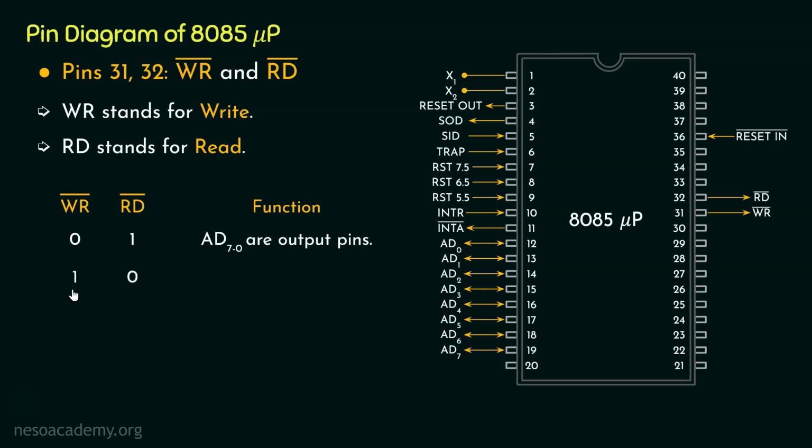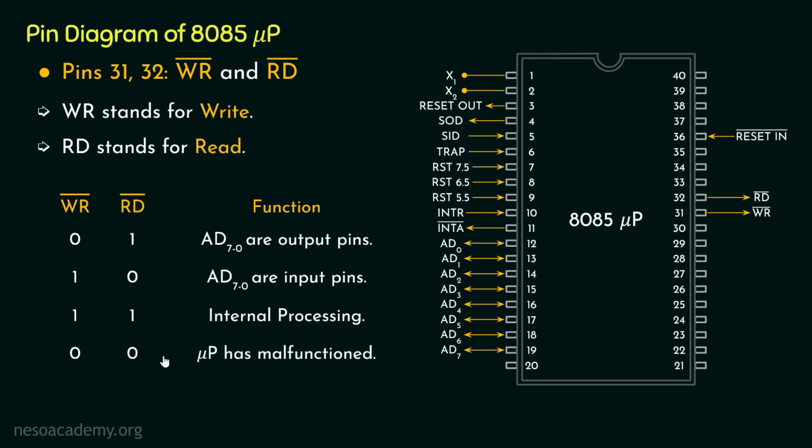Now, if WR bar is 1 and RD bar is 0, since it is also active low, and we are sending 0 to it, and at the same time we are sending 1 to WR bar, this time AD7 to AD0 are input pins. That is, the microprocessor is interested in reading, not in writing. Now, what will happen if both the pins are 1s? This means the microprocessor is neither interested in reading nor in writing. That means some internal processing is going on within the microprocessor. And finally, if both the pins are 0 at the same time, that is both RD and WR are activated at the same time, this could only mean that the microprocessor has malfunctioned and we can throw it away.